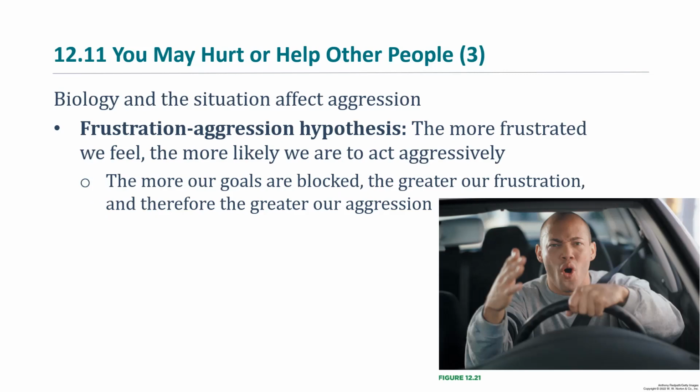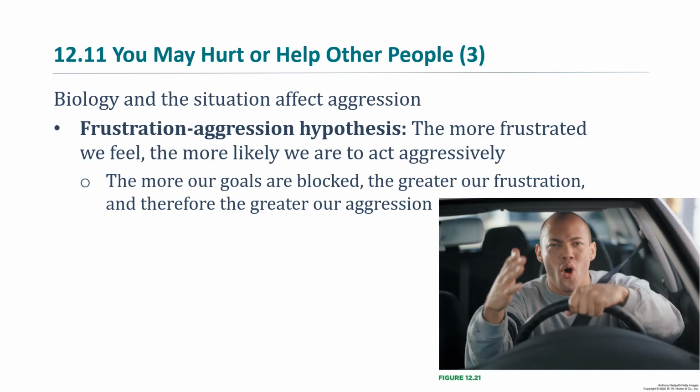There are also situational factors, and we have what's called the frustration-aggression hypothesis. The more frustrated we feel, the more likely we are to act aggressively. I think most people kind of know this, but this is what the hypothesis states. Frustration leads to aggression, and what causes frustration? Well, the blocking of a goal. It could be I'm trying to get to work on time, and there's traffic slowing me down. If my goal is being blocked and I can't get to work on time, then it's going to cause me to get frustrated, which makes it more likely that I'm going to act aggressively.